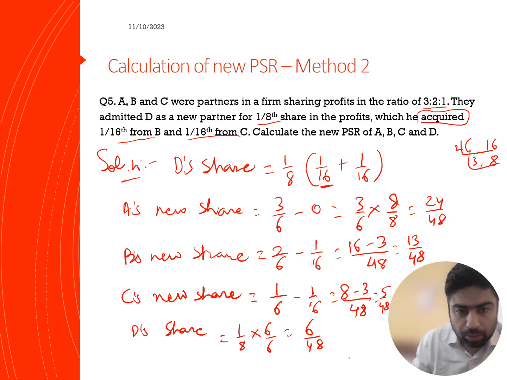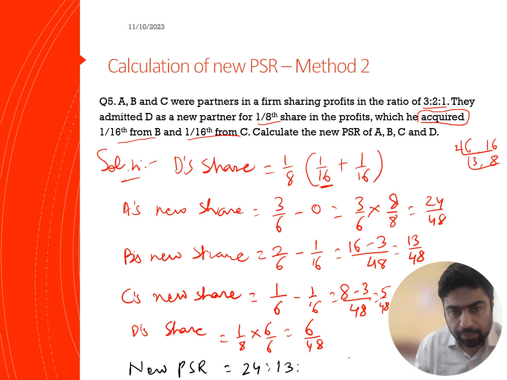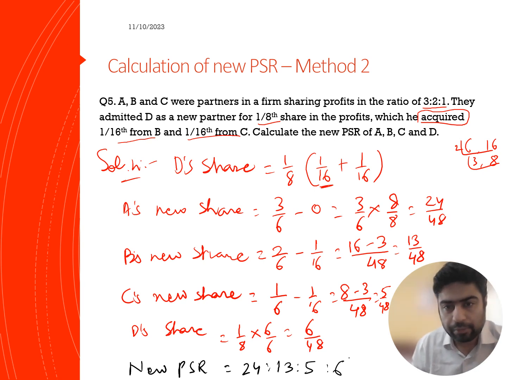Therefore, what will the new PSR be in this situation? Since the denominator has now come out to be the same for all the partners, we can simply say that the new PSR will be 24, which is A's share, 13 is B's share, 5 is C's share, and 6. So 24 is to 13 is to 5 is to 6. Now, I hope you've understood the different methods. There is another method, which is method 3. We'll understand that now. Alright, so let us move on.